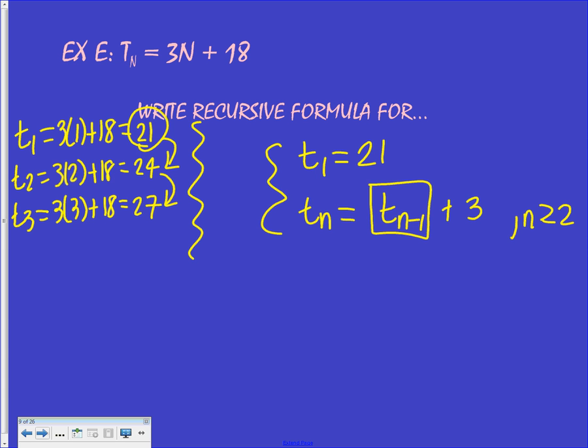Okay, so the tricky thing is you can't just go straight from the explicit formula to the recursive without actually looking at the sequence. So the first thing I had to do here was actually find my sequence, which was 21, 24, 27, and I did that by using the explicit idea from yesterday, and then I transferred that knowledge into recursive. Okay, so they describe the exact same sequence, it's just two different ways to write the same thing. Okay, so hopefully you're going to be able to go back and forth between the two.